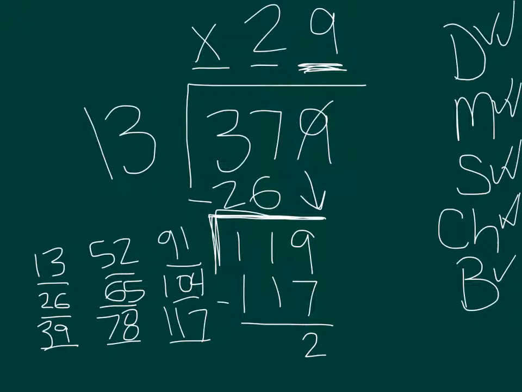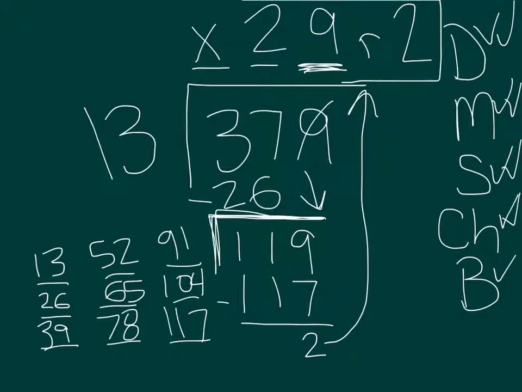I do, however, have a 2 left over that I need to boot up, considering this is a remainder of 2. Now, this is my ending quotient in division. Once I am positive that all my work has paid off, I like to box up my answer to show that this is my final quotient.